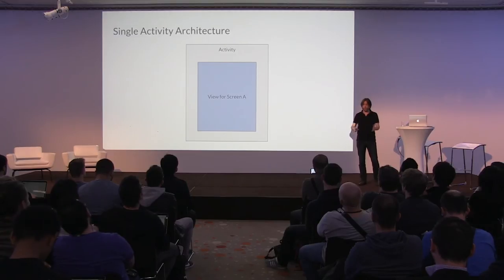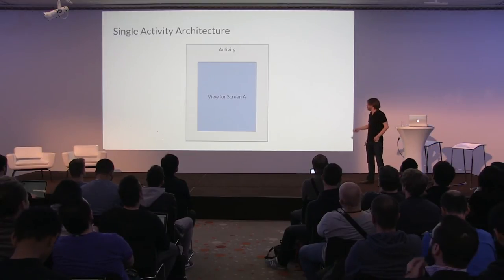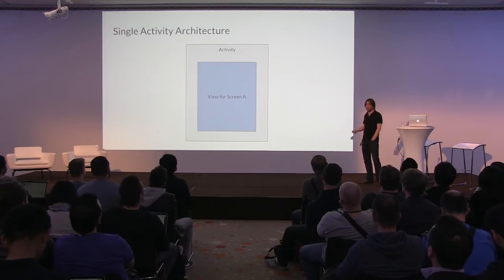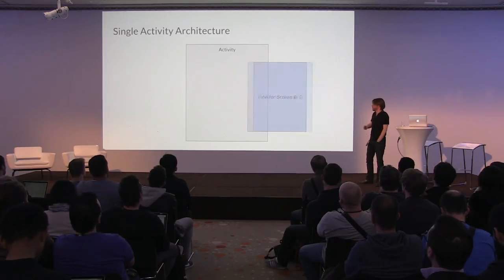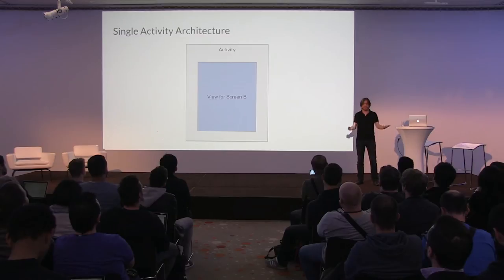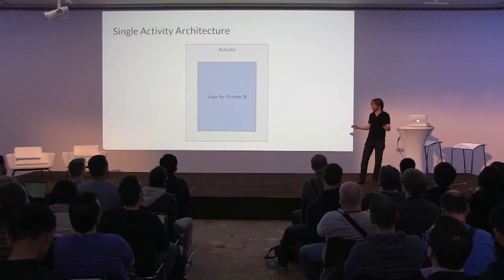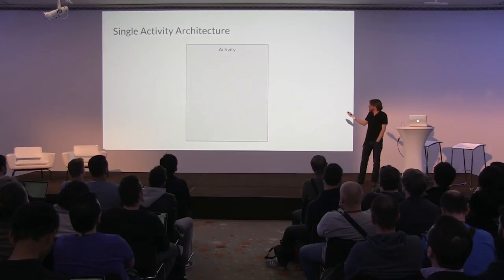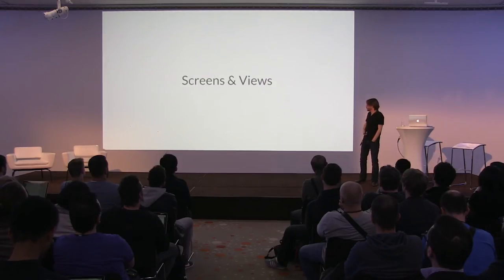Instead, you have a view per screen, right? So you have your screen A, it has a view, it's drawn in the activity, and then when you want to go to a different screen, you just swap the view. We have this amazing system of views, why not simply use it? So that's what we're going to do. It's extremely easy and simple.